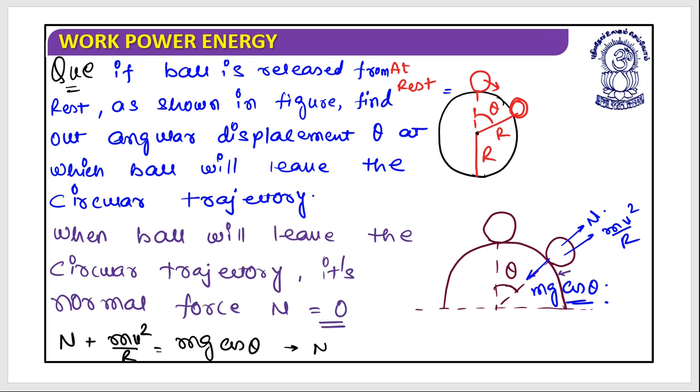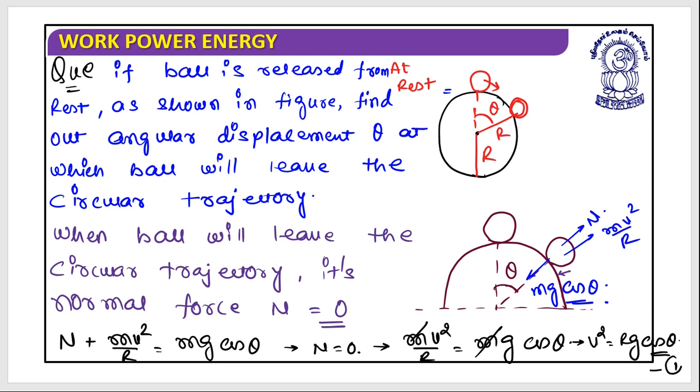Now, as the normal force is equal to 0, you should write mv square by r should be equal to mg cos theta, and this has gone. So v square should be equal to rg cos theta. I hope this is clear. This is v square equals rg cos theta. Let's understand that this is relation number 1.